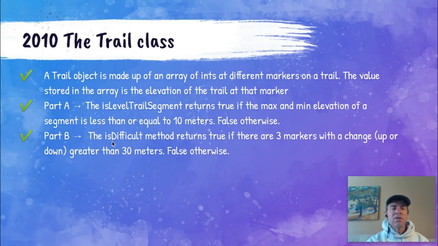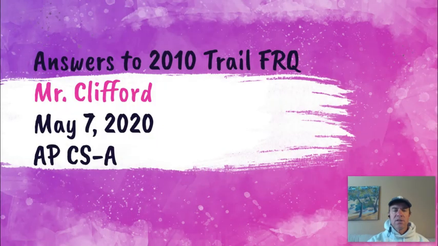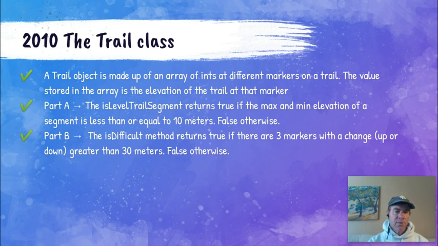Part B is the isDifficult method. This returns true if, throughout the entire array, the difference between two adjacent markers is greater than 30 meters, and if that happens 3 times, then the trail is rated as difficult. False otherwise. So two different tasks that we're supposed to do, and pretty straightforward.